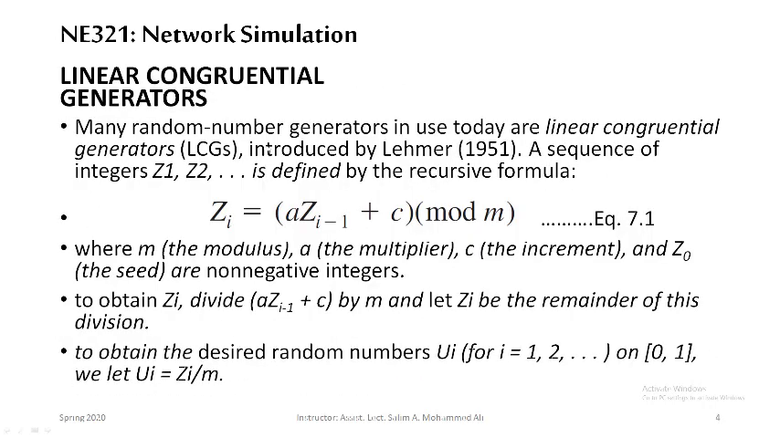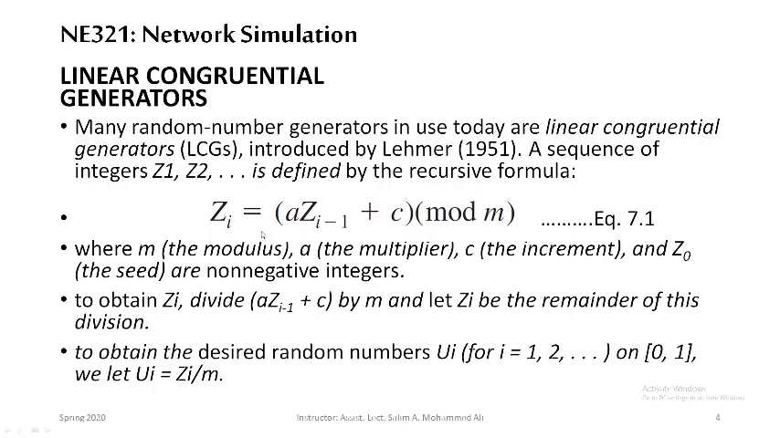There are many random number generators. In this tutorial, we are focused on one simple one, which many computer systems use today. Many random generators in use today are using linear congruential generators (LCGs). They were used by Lehmer in 1951, a sequence of integers Z1, Z2, defined by a recursive formula. You may be very familiar with this equation from your logic circuits course, where you studied the pseudo-random generator using XOR. The XOR in this equation is the mod, actually.